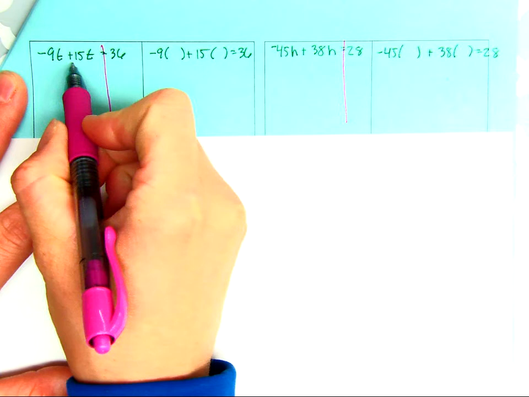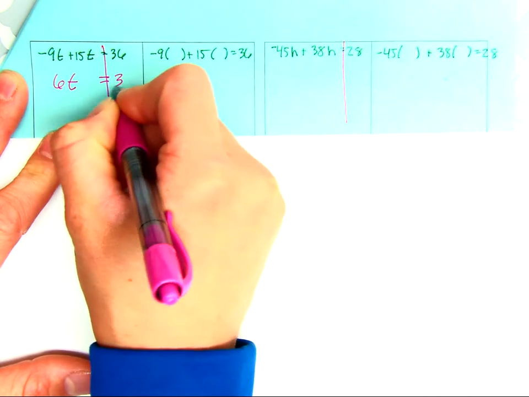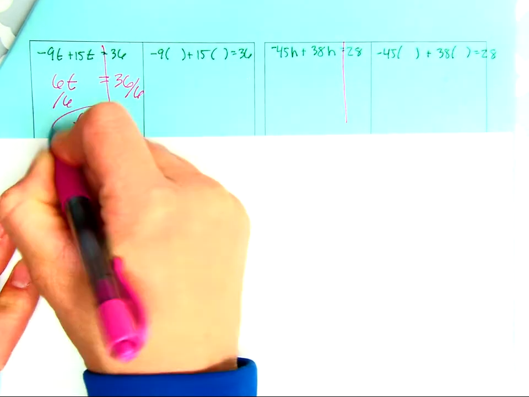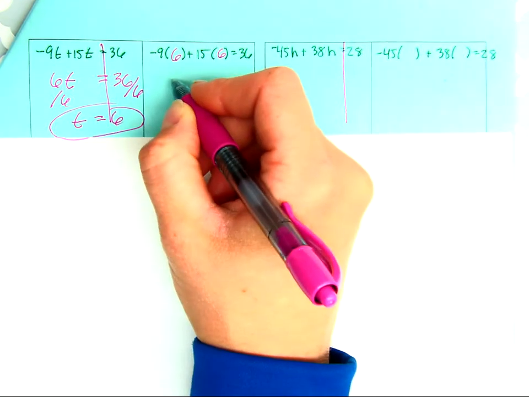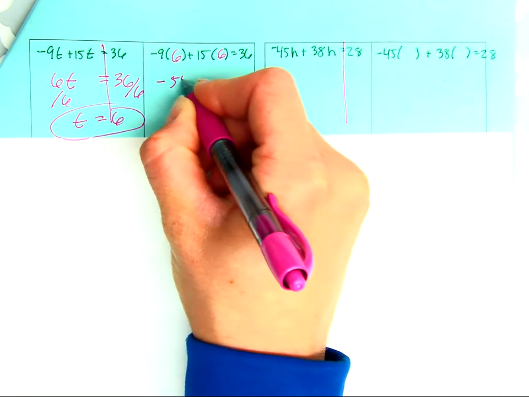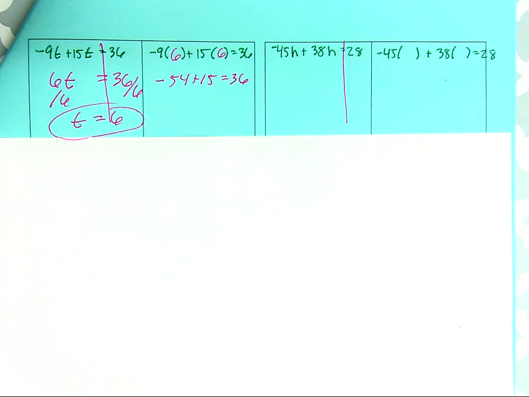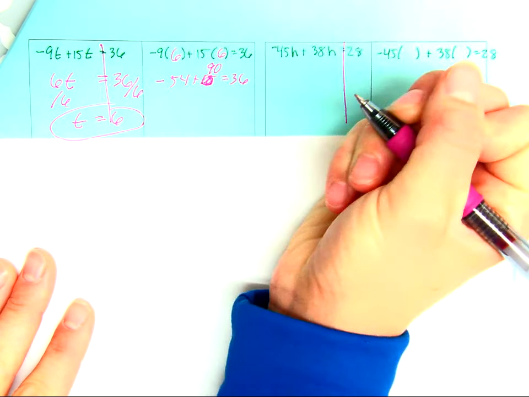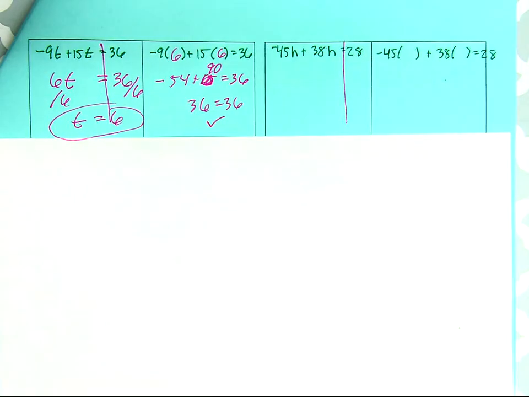So negative 9 plus 15 gives me positive 6. Divide both sides by 6. T equals 6. Plug that in. Negative 54 plus... or not 15, plus 90, oops, which gives me 36. There we go. Thought I did something wrong for a second.